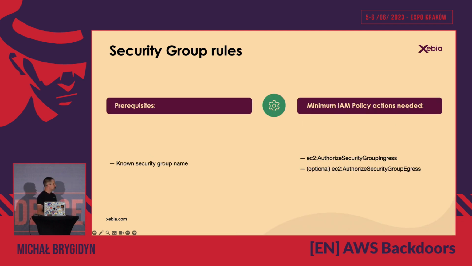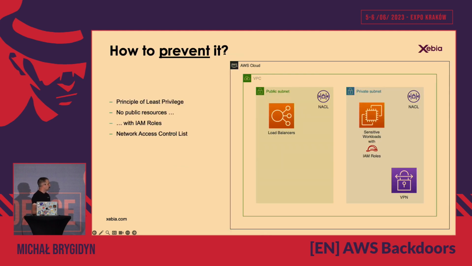What's needed? Just the authorize security group ingress or egress if I want to extract something, or if I want to initialize a connection from the instance to my servers. And preventing it is not easy because we don't have an SCP for that.